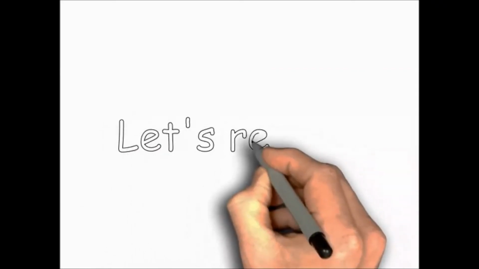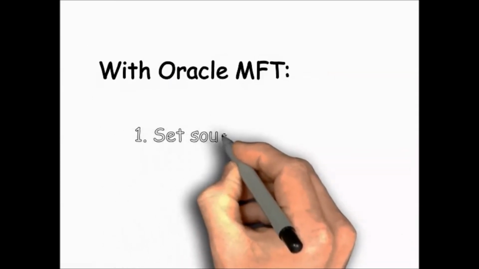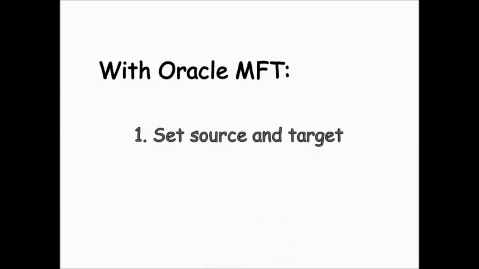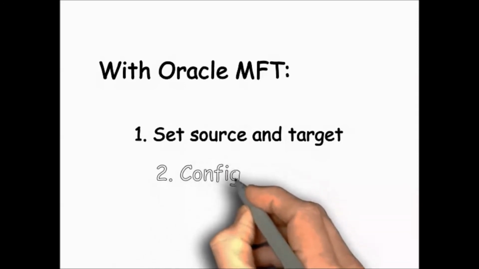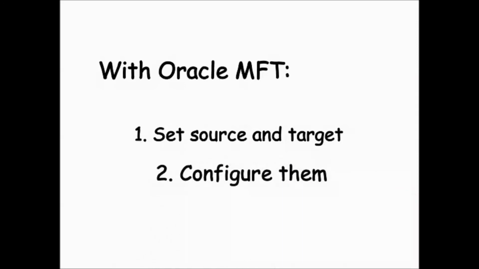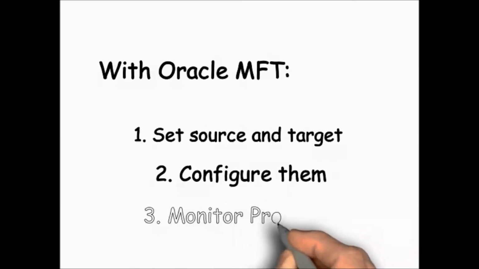Let's recap. In order to build a file transfer with Oracle MFT, you have to click through and set the source and target. Then you have to configure them, like for example adding compression, decryption, scheduling a job, etc. And then you can proactively monitor the progress.